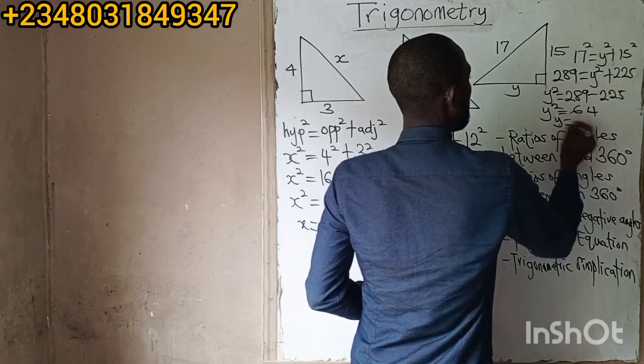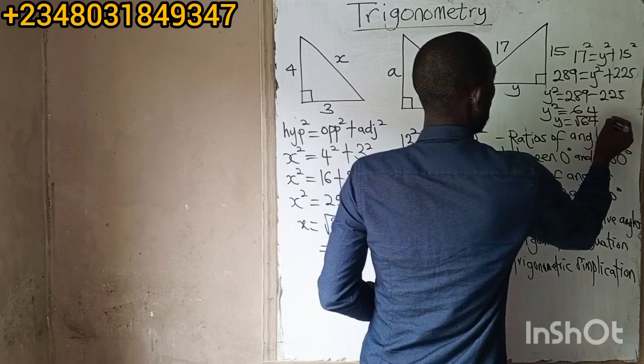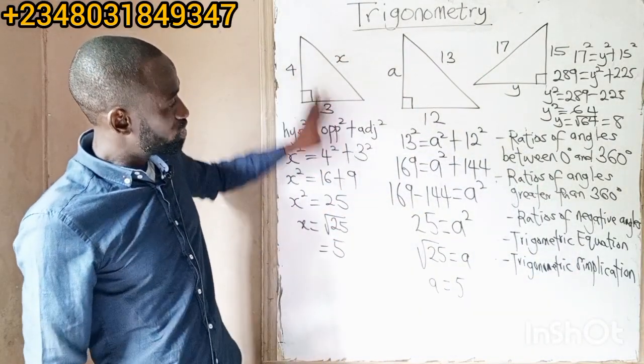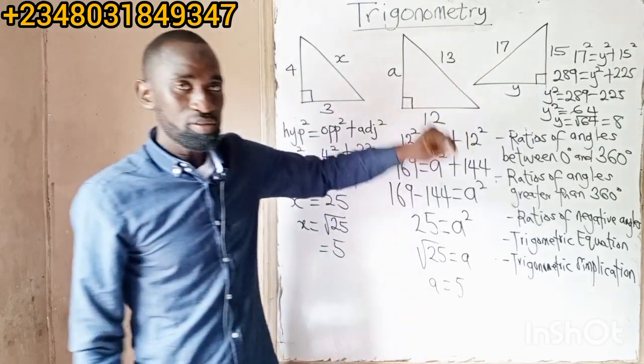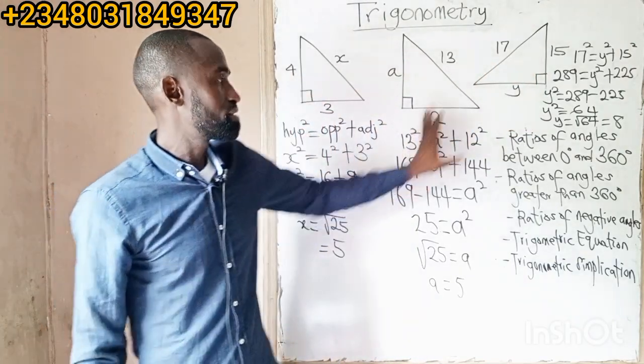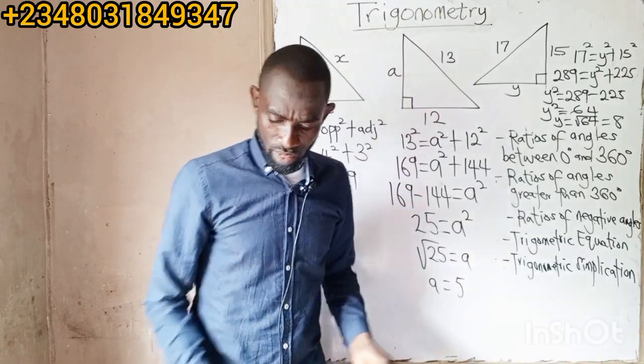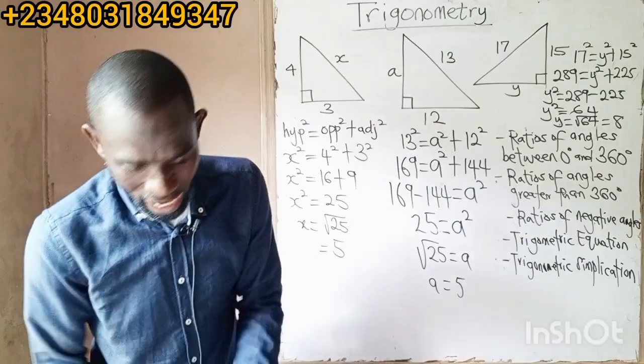464. Ordinary y will be the root of what now? 64. And that will give us what now? 8. I use Pythagoras theorem to solve all these questions because it involves sides. Are you with me? It involves sides. So you can pause the video and see the way I solve the question.